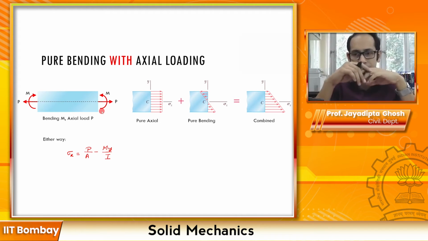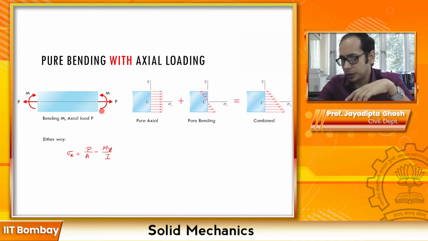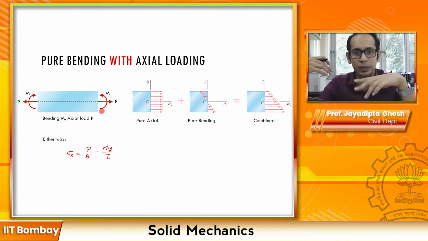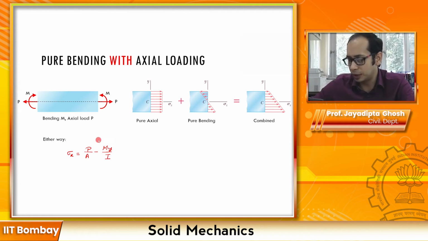As you see, the top part is in compression and the bottom part is in tension, since the P here is tensile, so this is positive, and this is what we had derived. This turns out to be positive when you have a tensile load, because you are taking the y from the neutral axis below, so negative and negative becomes positive. You know the drill, you have already done this.